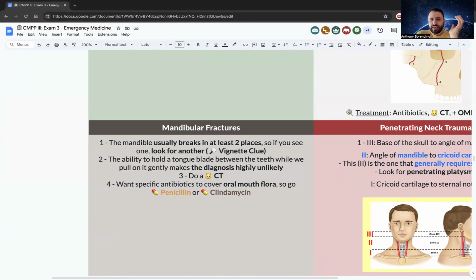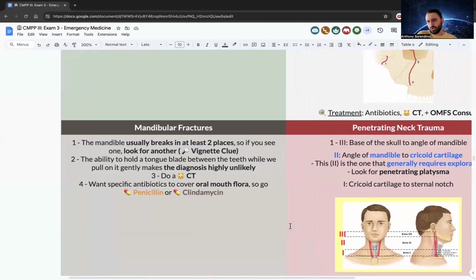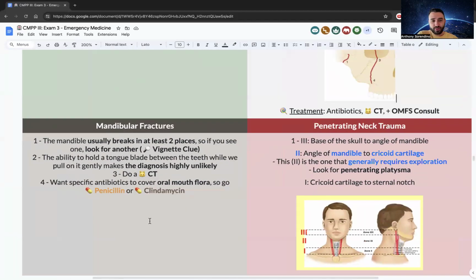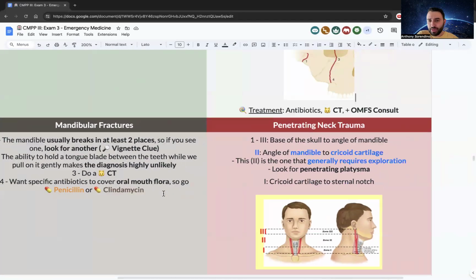And then it says you want specific antibiotics to cover oral mouth flora, which I thought was more like Eikenella, which is gram negative, but we're using penicillin or clindamycin. Pretty sure penicillin is definitely gram positive, and clindamycin is more gram positive too. So I'm not exactly sure what's going on there. I guess you're still concerned with staph aureus if there's stuff happening on the skin. That's what's happening. It's not an injury inside of the mouth. I don't know. I'm making things up.